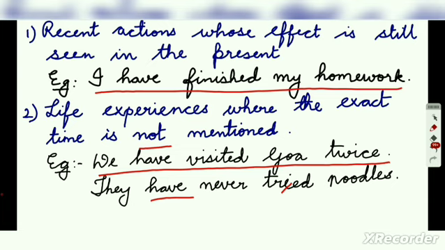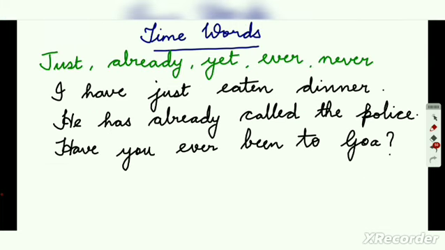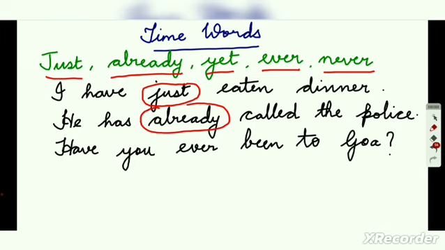Okay. Now, let's look at some common time words used in the present perfect tense. The common time words are just, already, yet, ever, never. Some examples: I have just eaten dinner. So when you find such time words here, you can understand that the present perfect tense has to be used. He has already called the police. Have you ever been to Goa?